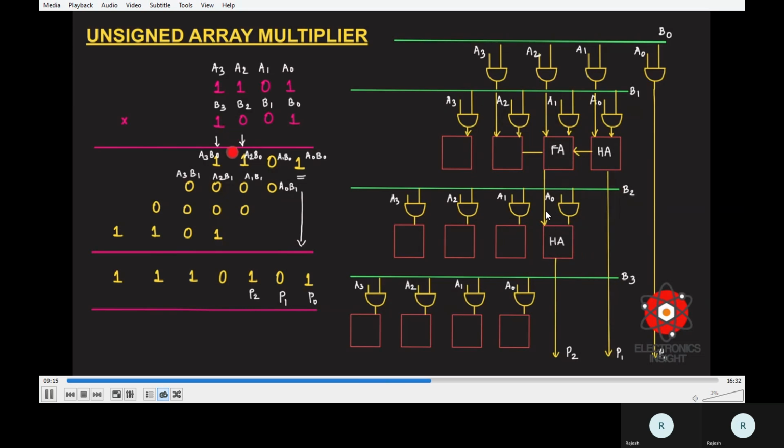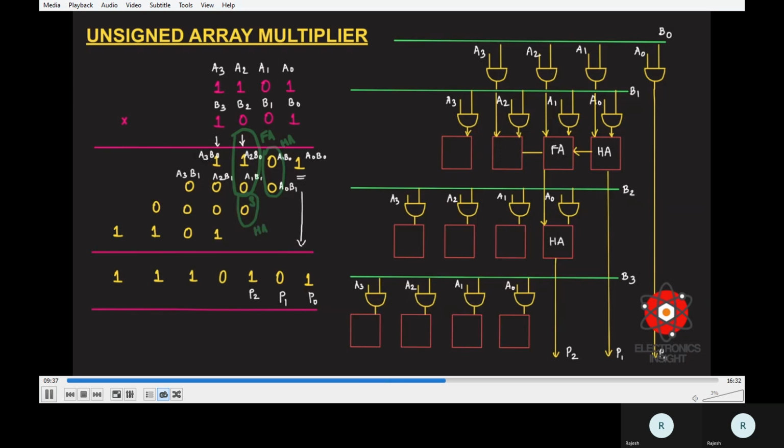One from the output of a full adder, another is A0 B2. Because you require only 2 bits to be added, use a half adder. So in this design, we are going to analyze based upon 2-bit addition, we are keeping a half adder. Based upon the 3-bit addition, we are keeping a full adder. So this is an array multiplier.